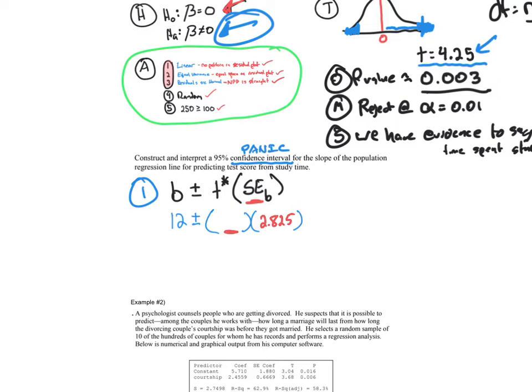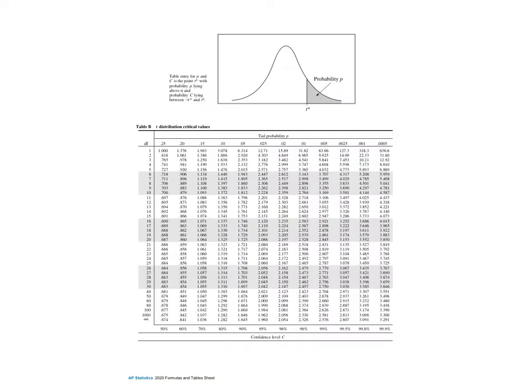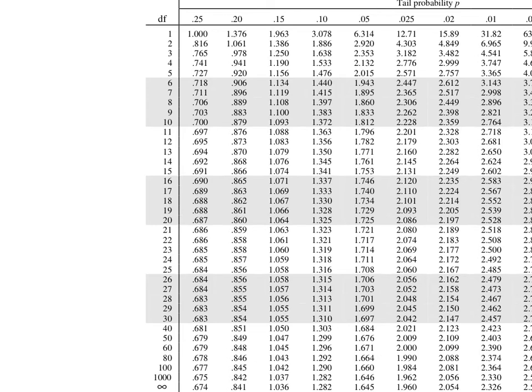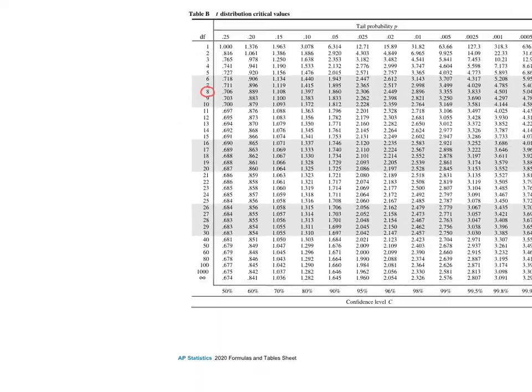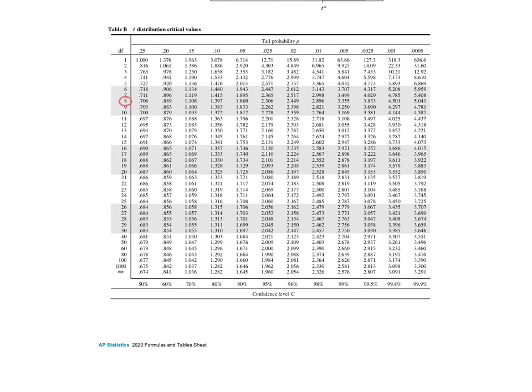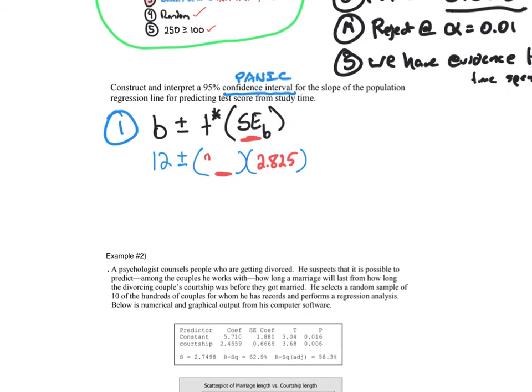This is always a lookup on the t table. So let's jump to the t table here. Okay, here we go. What do we need on the t table? We need to find degrees of freedom. We already established that it is 8, that's 10 minus 2. And then I need to slide across until I am above 95%. So where do those two come together? 2.306. That's what we're going to write in here. 2.306. Now we are ready to give the confidence interval.